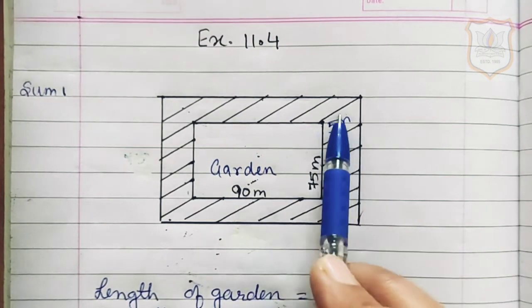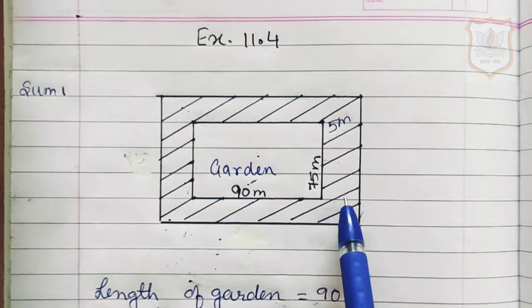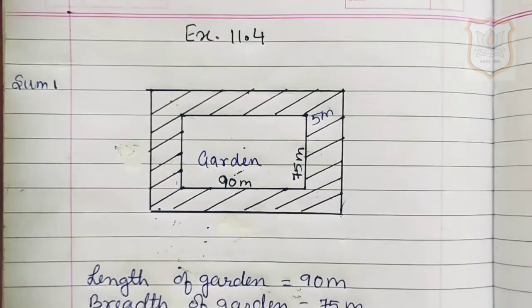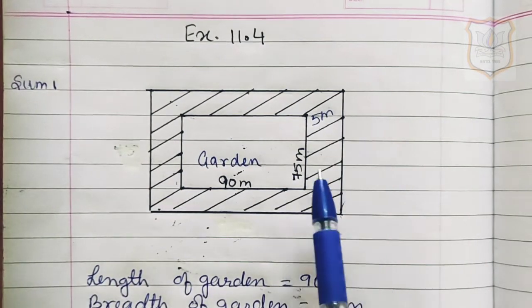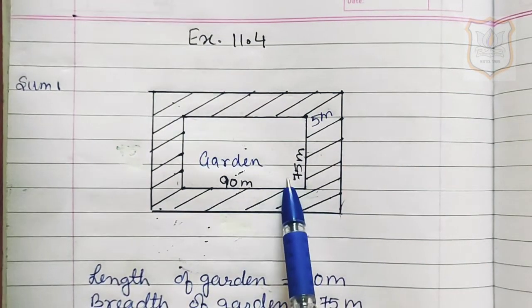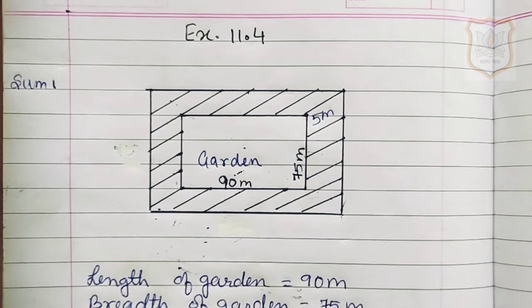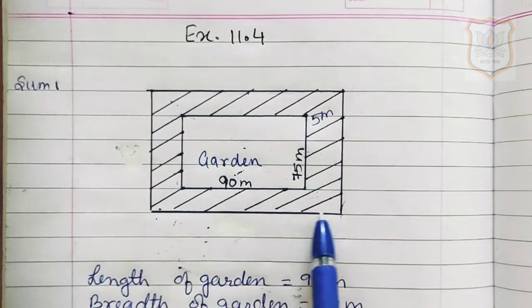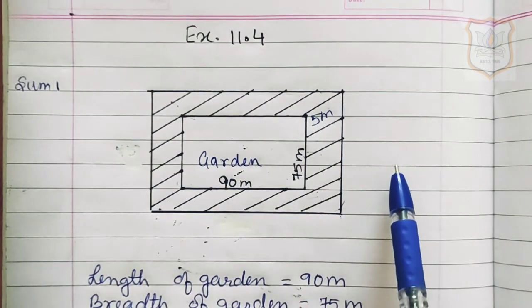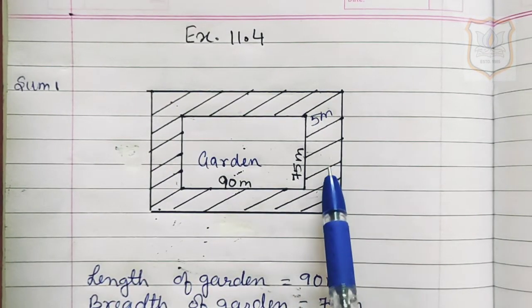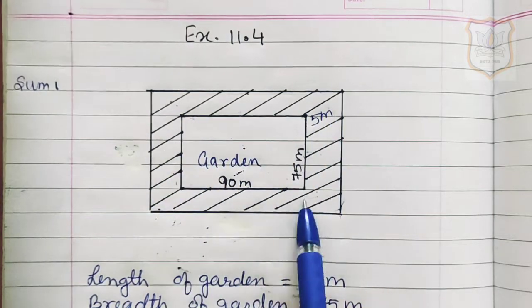Now we have to find out the area of the path. To find out the area of the path, students, first we will find out the area of the garden and then we have to find out the area of the garden including the path and then we will subtract both the areas to find out the area of the path.